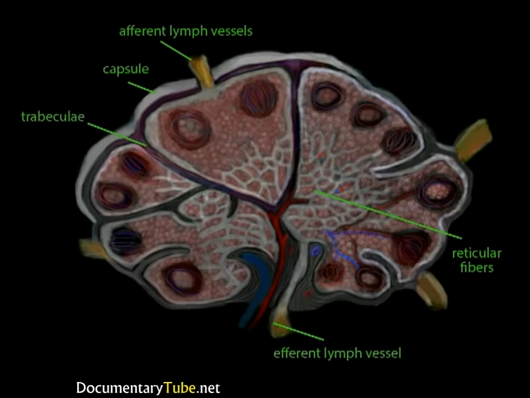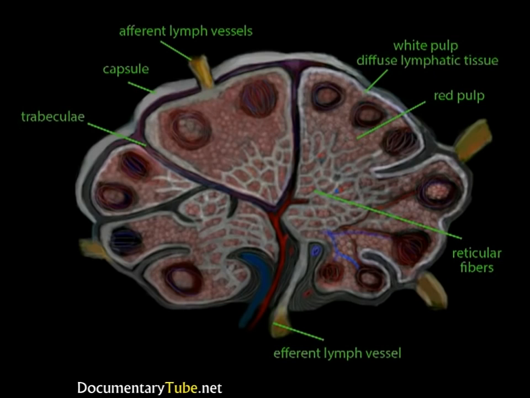Inside the spleen, there are two types of tissue, red pulp and white pulp. The white pulp is composed of diffuse lymphatic tissue and lymph nodules, much like the lymph node. This white pulp surrounds the arteries which enter the spleen. The red pulp is made of twisted veins and reticular fibers which are full of blood cells which were in the capillaries of the spleen.